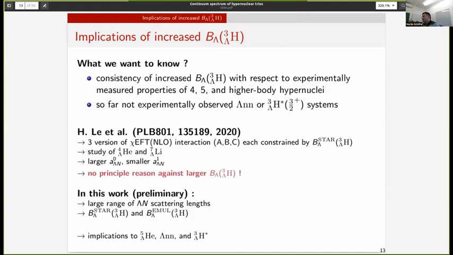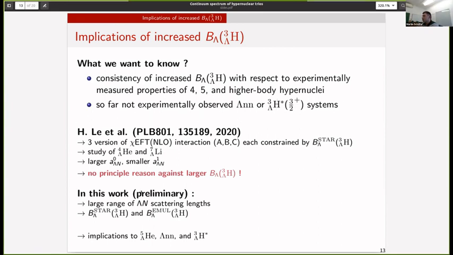So far, these values have been calculated for the emulsion data, 0.13 MeV Λ separation energy of the hypertriton. So the apparent question is what happens once we start to play with this constraint, once we start to increase it, for example, to the B_Λ star value. So what happens to this system?